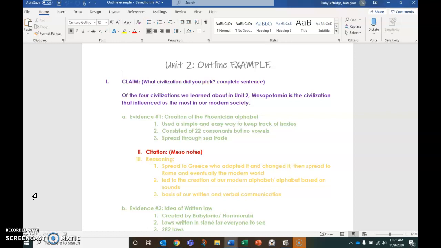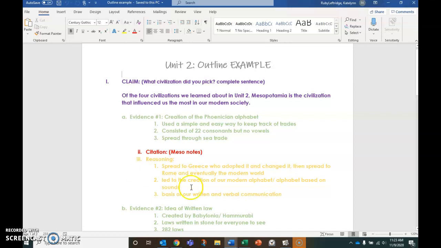Okay? So I'm going to walk through this outline with you, and then hopefully you will have a better idea of what I'm expecting your outline to look like. And yes, you have to do the outline. That is your job today. That is your lesson for today.